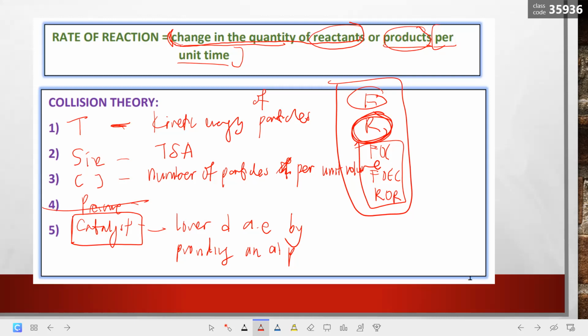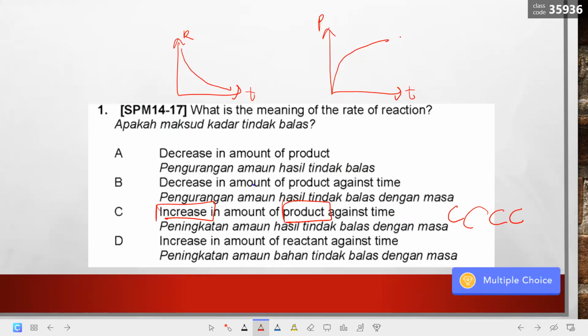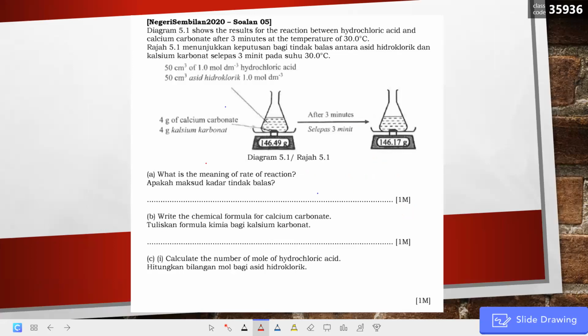This one always comes out in the exam. So you must remember, sometimes if they ask you specifically for that experiment, you must say the change in the volume of carbon dioxide gas per unit time. This question they didn't ask specifically, so lucky you. So the meaning of rate of reaction is the change in the quantity of reactant or product per unit time. Teacher's not writing down because if I write down, it will take a lot of time. Are you all okay with that? Yes, sir. Okay, next person.